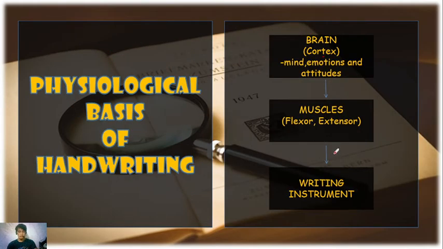And this time, the extension for us to create writings does not end on the muscles, because we already have the writing instrument. This serves as the extension of our hands for us to create writings. So that is just the basic summary of the physiological basis of handwriting.